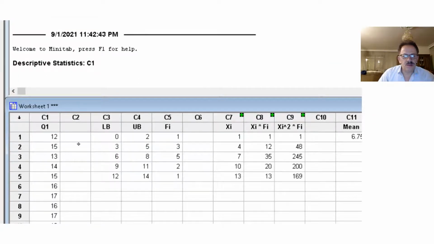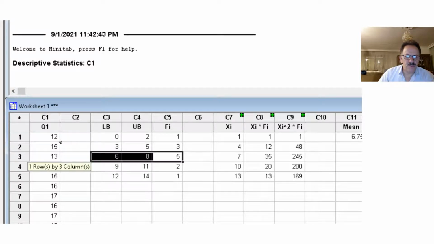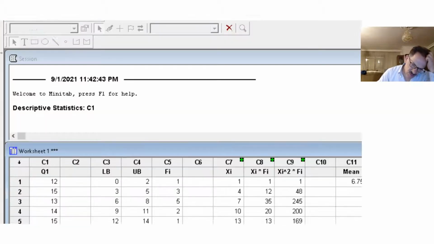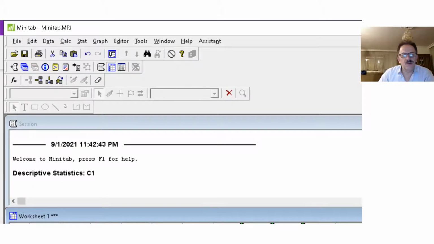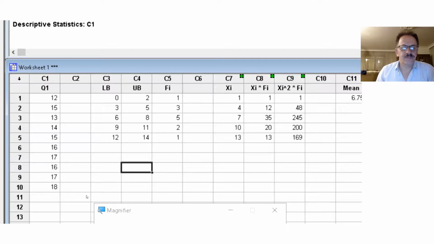Now what else? I should find the mode, and the mode is exactly what you have, the highest value. This will be the mode. So the mode is the highest frequency. That's it, all that we have.